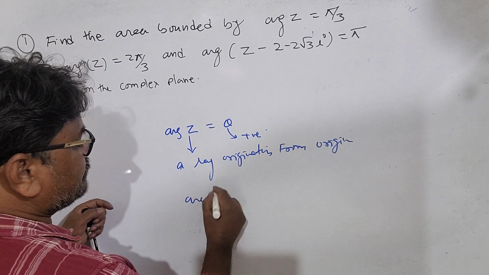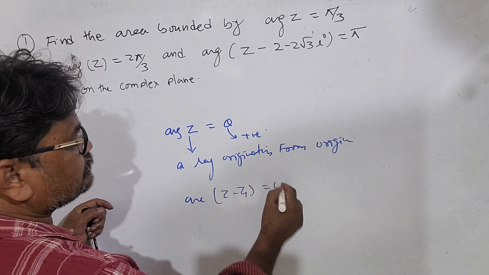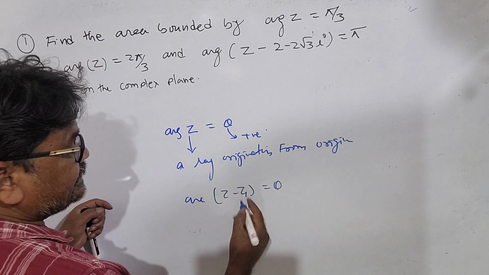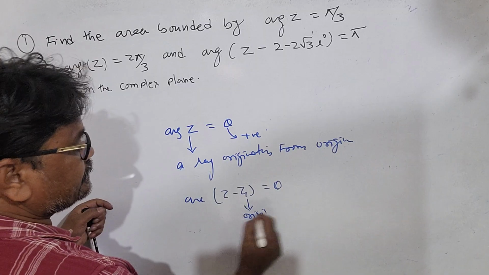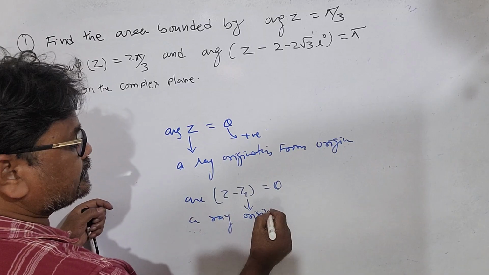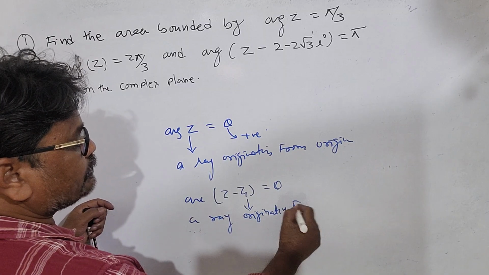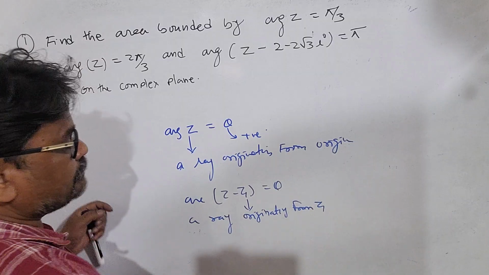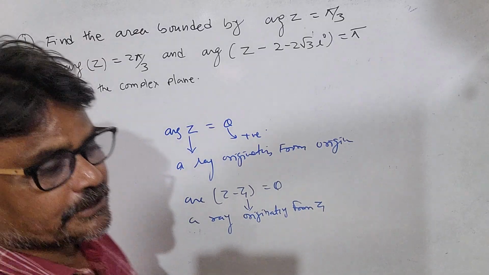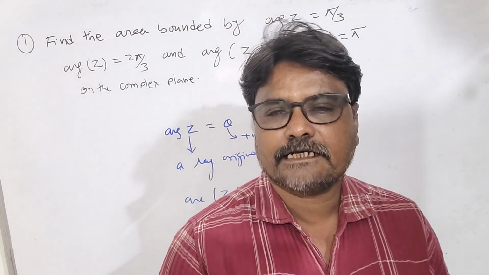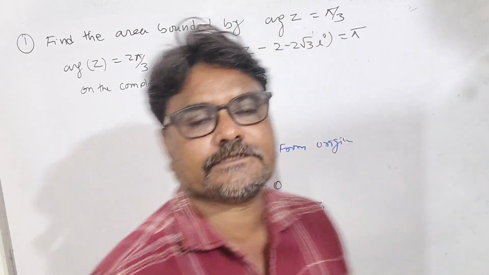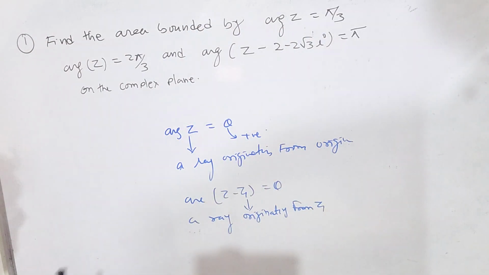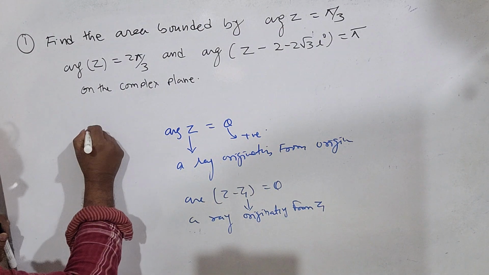Suppose I have argument of z minus z1 equal to theta, this means a ray is originating from z1, making angle theta with the positive direction of x-axis, and measured anti-clockwise. So this is the one locus, and the second one is very important.